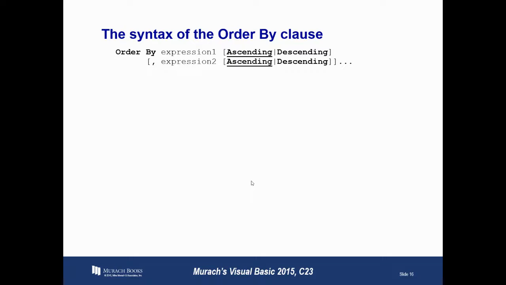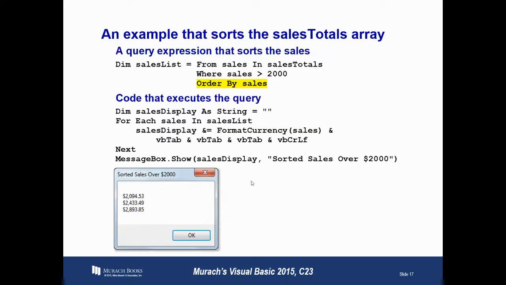Order by, fortunately, a lot of this stuff works a lot like SQL, so I'm kind of flipping through this pretty quickly, but the nice thing about this, again, is that your syntax is being validated right within Visual Studio. So order by can either be ascending or descending. If you don't specify the order by, ascending is the default. So going back to our sales example, where sales are greater than 2,000, order by sales, again, implied here is ascending. So you can see that here's our sales that are over $2,000 in ascending order.